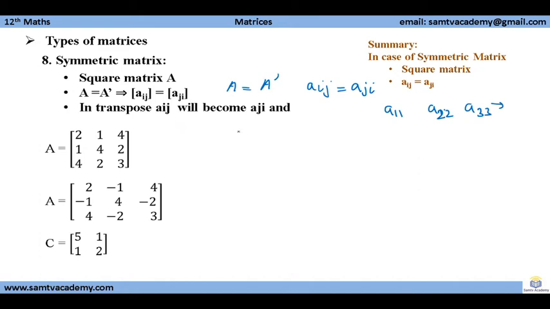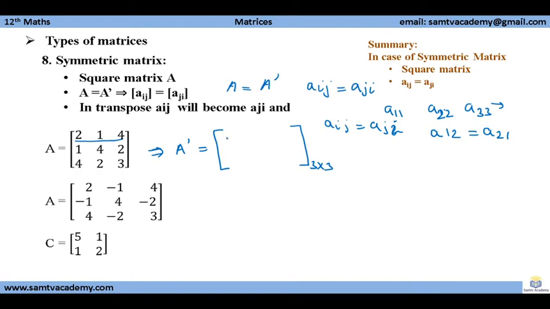Similarly, this will be the condition in a symmetric matrix. Only what we have to see here is that the Aij element will be equal to Aji, that is, the A12 element will be equal to A21. So if we find the transpose of this matrix, this is a square matrix, so the transpose will also be a 3x3 matrix. Here the first row becomes a column, so it will become 2 1 4. Next, the row 1 4 2 becomes a column 1 4 2, and the third row becomes the column 4 2 3.